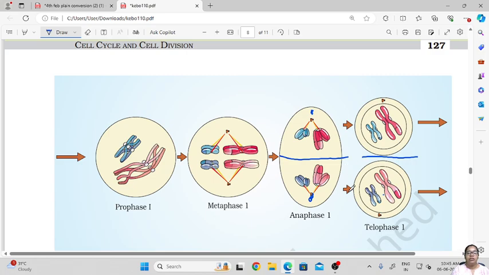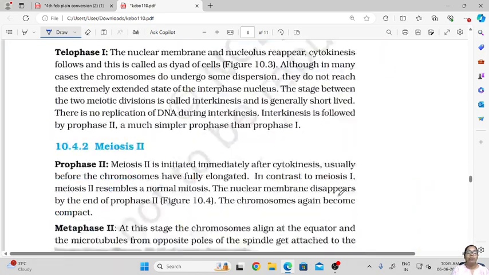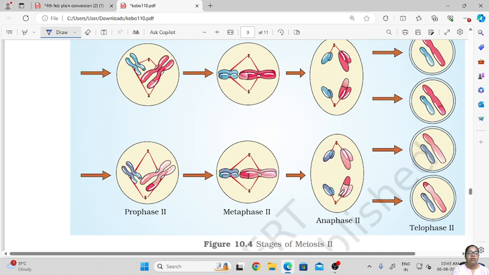After this stage, the cell will undergo the prophase 2 division. These are the two cells which are formed from meiosis 1, that is the telophase 1 division. After telophase 1, those two cells will again undergo prophase 2, that is meiosis 2. So this is the starting of meiosis 2. Now let us see what happens at the meiosis 2 stage.